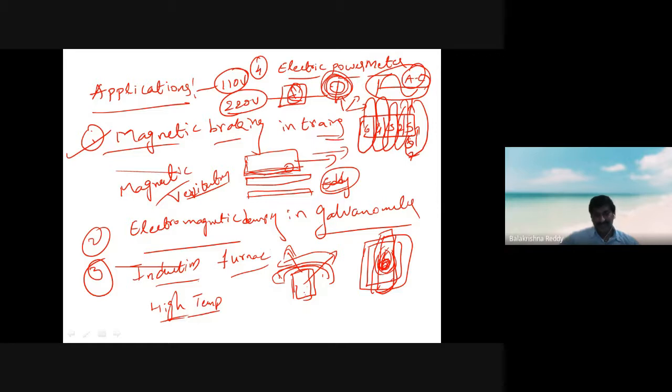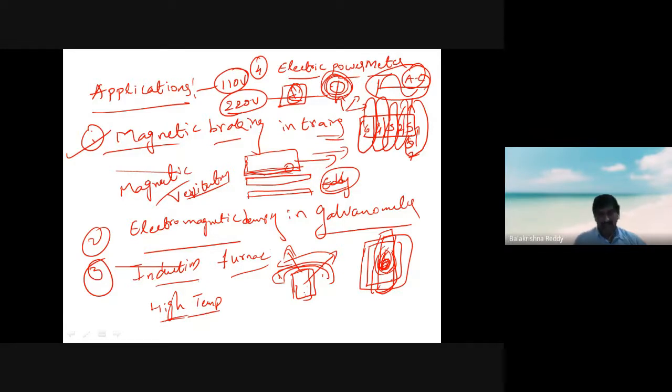And the induction furnace, especially in nuclear labs or chemical labs, wherever we need to hold a high-temperature material. For holding purposes, we create some amount of electromagnetic field using coils. In that electromagnetic field, we can hold a high temperature like a plasma source. Next, electric power meters, which we have discussed so far, in which eddy currents are induced in the disk. Therefore, whatever currents are entering sinusoidally will be measured.